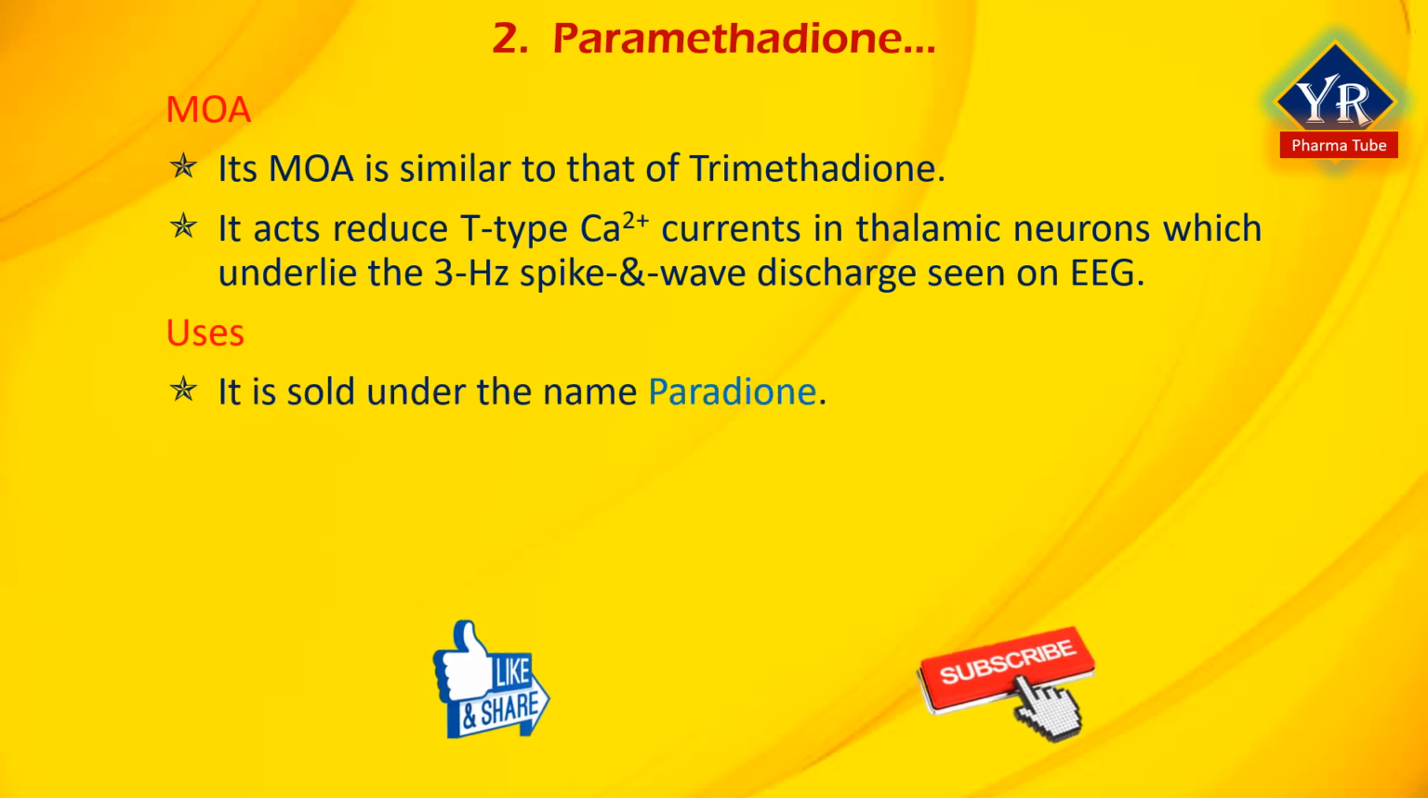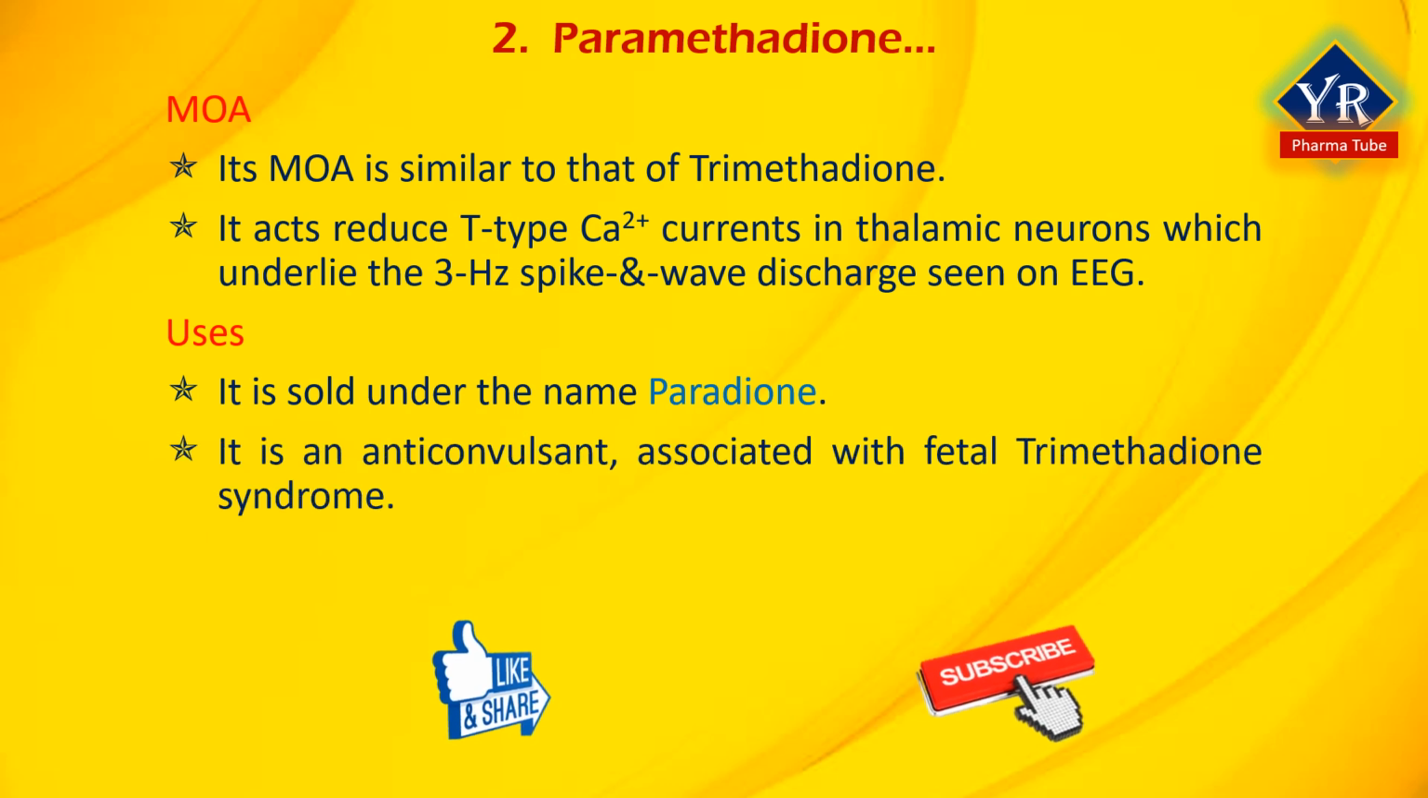Paramethadione is sold under the brand name Paradione. It is an anticonvulsant associated with fetal trimethadione syndrome, which is also known as paramethadione syndrome. It is also used in minor forms of epilepsy.